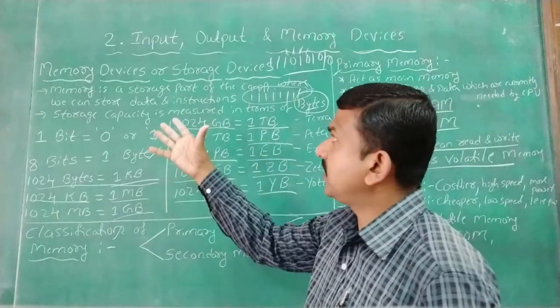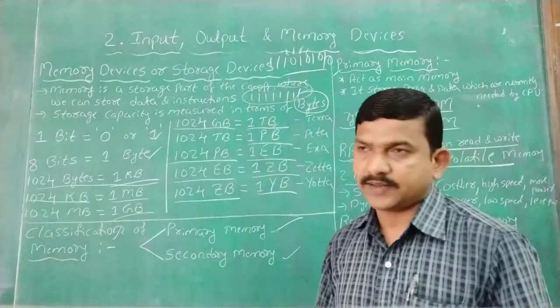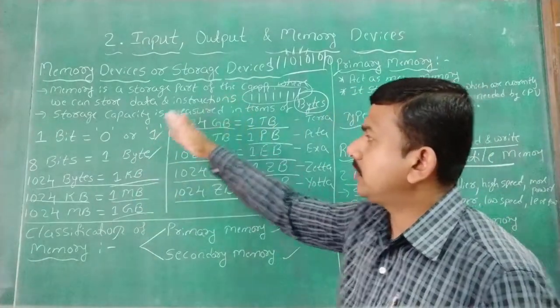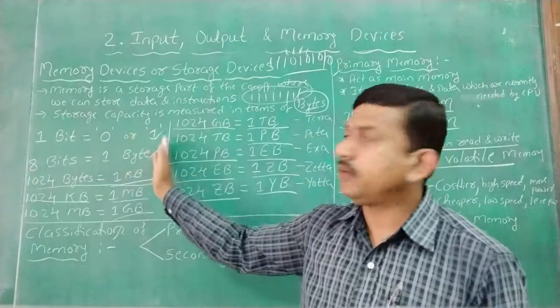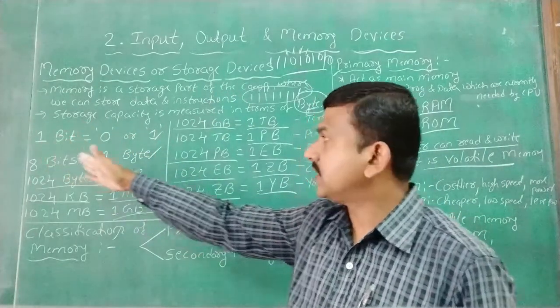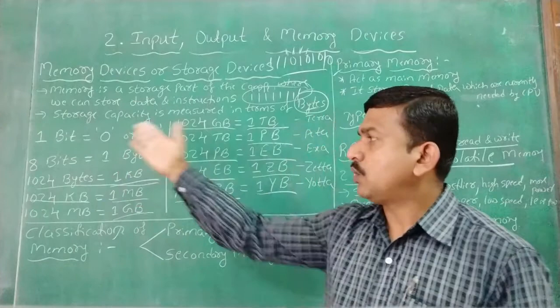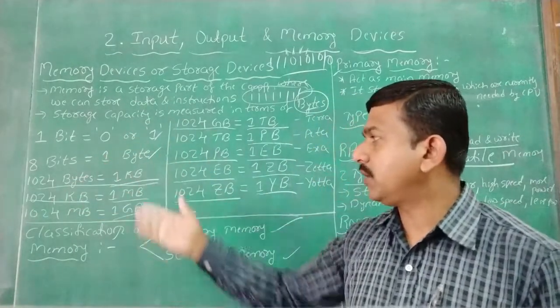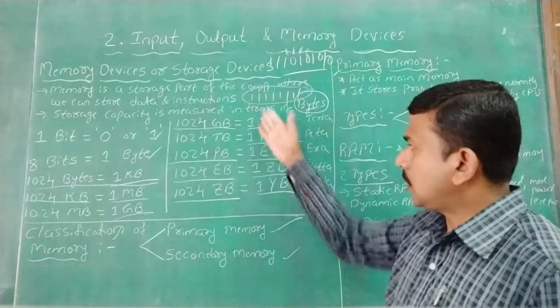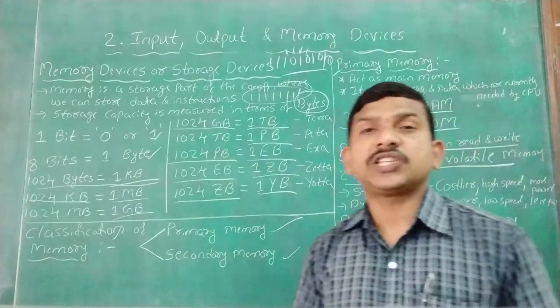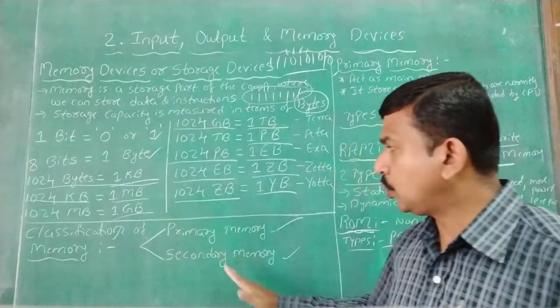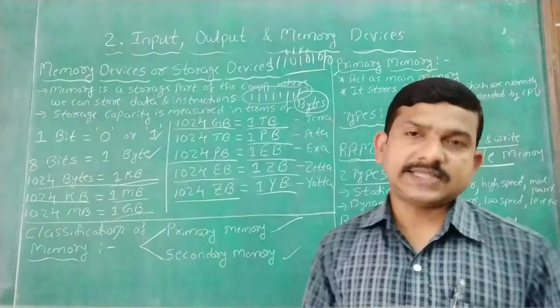How are we measuring the memory? In terms of bytes. What do we say? 0 and 1 is nothing but a bit. 8 bits means 1 byte. 1024 bytes is nothing but 1 KB, then MB, GB. All those we have discussed. Then classification of memory: normally two types, primary memory and secondary memory.